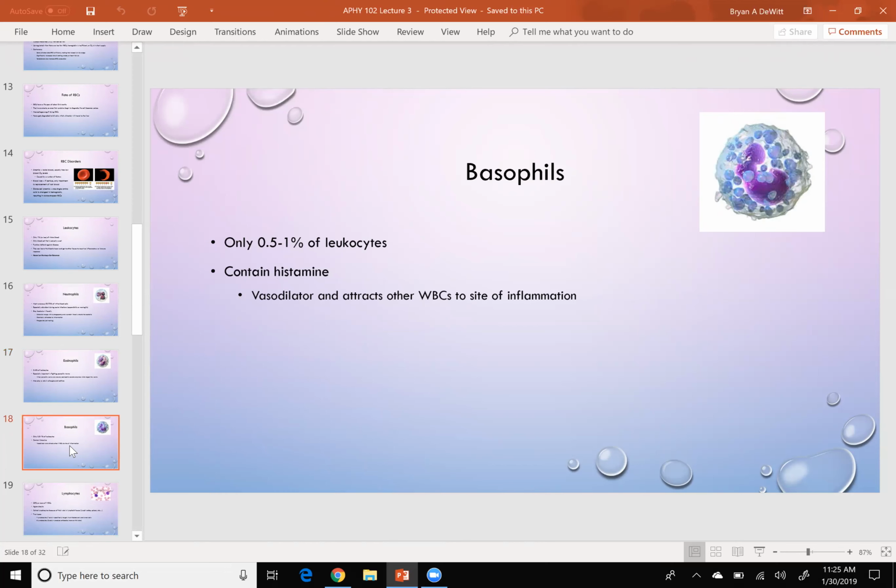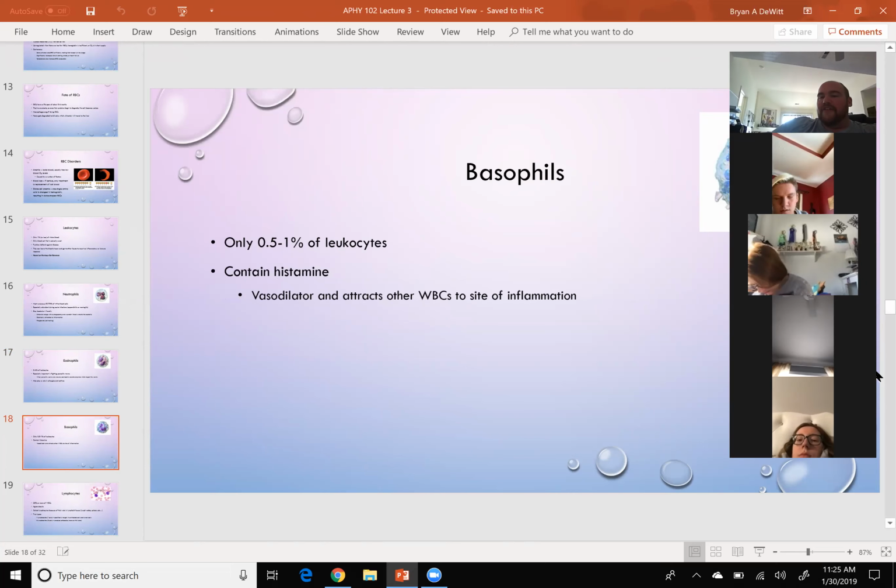Basophils are really big white blood cells. They are a tiny portion of white blood cells. Only about 1% of all white blood cells are basophils, but they contain histamine. So what all do you know about histamine?